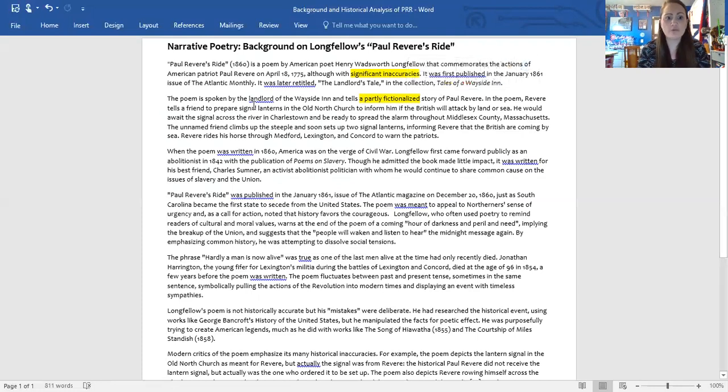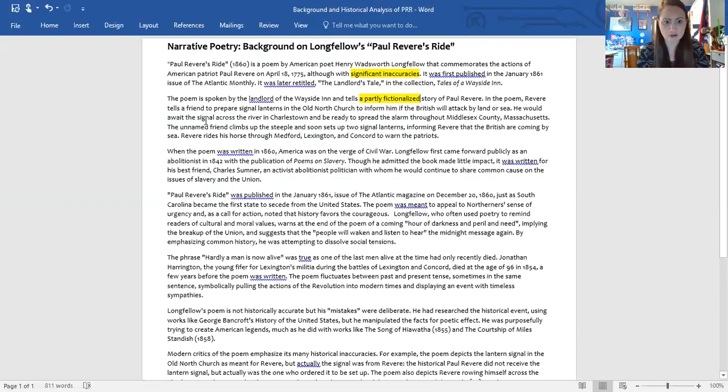In the poem, Revere tells a friend to prepare signal lanterns in the Old North Church to inform him if the British will attack by land or sea. And there's that famous line in the poem, one if by land, two if by sea. And so this is that famous story that most of you have heard before. You know that Paul Revere and his unnamed friend are the two characters in the story.